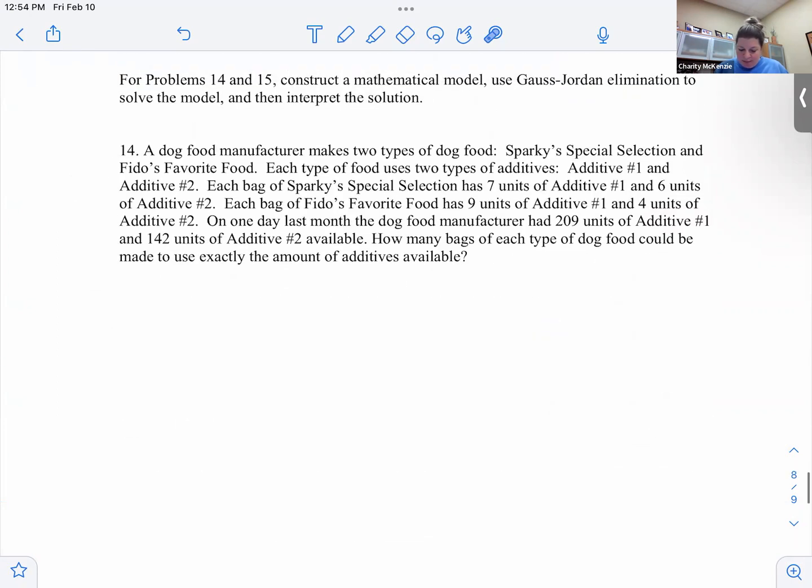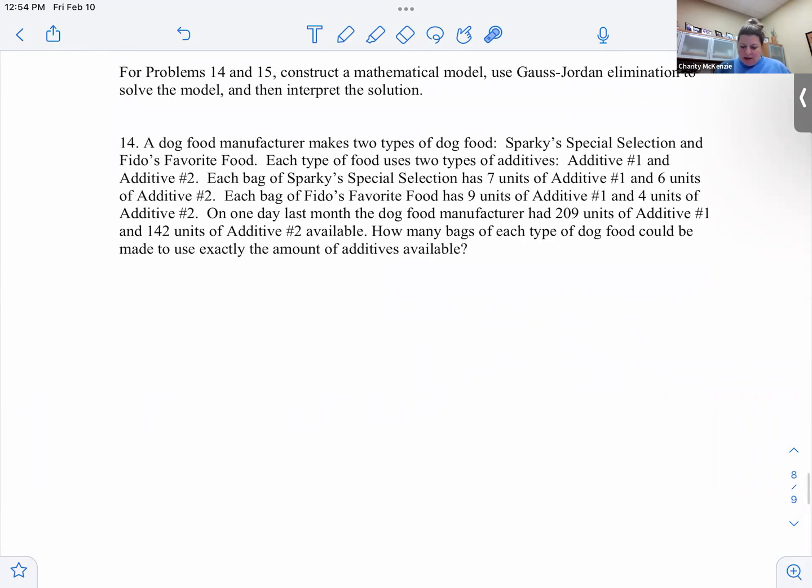Okay, let's do a word problem. All right, so a dog food manufacturer makes 2 types of dog food, Sparky's Special and Fido's Favorite Food. Each type of food uses 2 types of additives, additive 1 and additive 2. Each bag of Sparky's Special selection has 7 units of additive 1, 6, oh my goodness, additive.